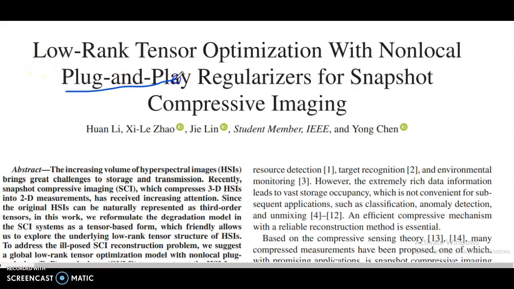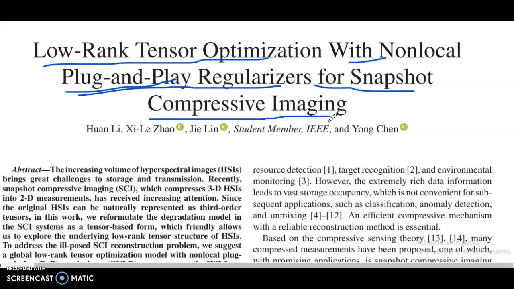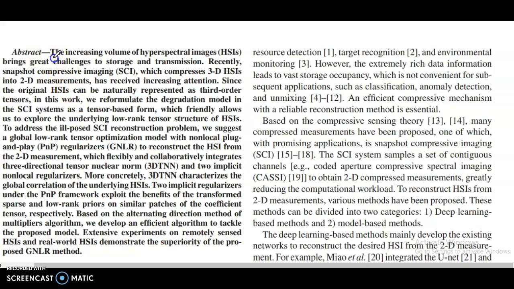Now, under the plug-and-play algorithm, low-rank tensor optimization with non-local plug-and-play regularizers for snapshot compressive imaging. Here, the increasing volume of hyperspectral images brings great challenges to storage and transmission. Recently, snapshot compressive imaging (SCI), which compresses 3D HSI into 2D measurements, has received increasing attention since original HSI can be naturally represented as third-order tensors.